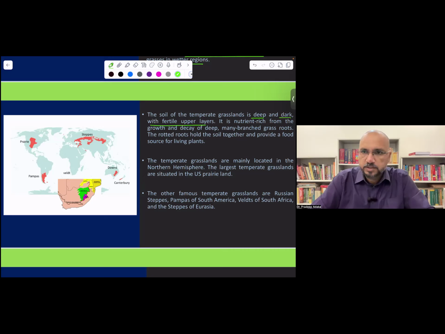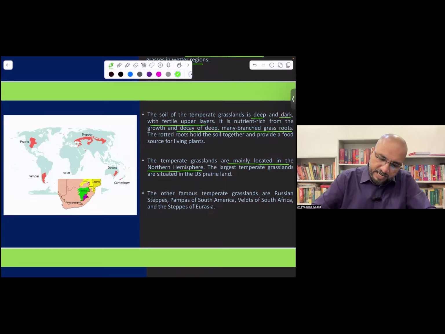The organic matter comes from the decay of deep, many-branched grass roots. The organic matter produced by the decay of roots can hold soil. Erosion is not a problem here, because the grasses grow very close together and the root system can hold the soil. Temperate grasslands are mainly located in the northern hemisphere.